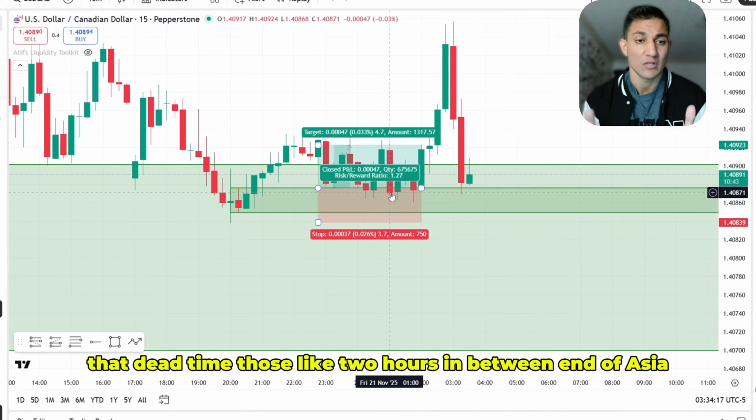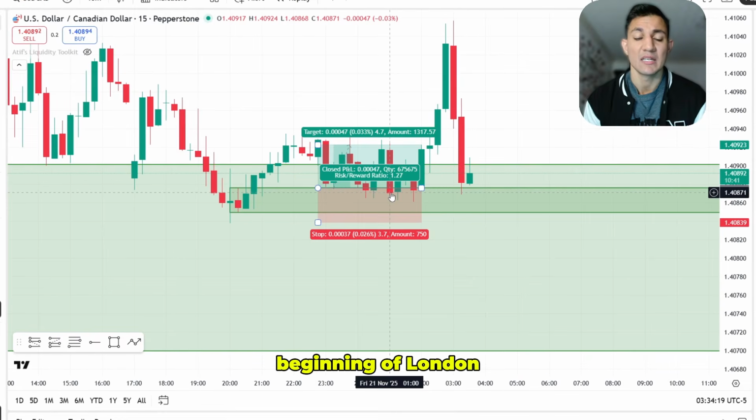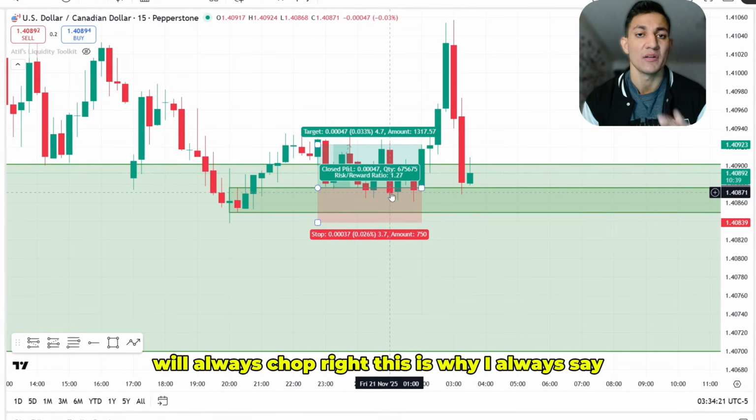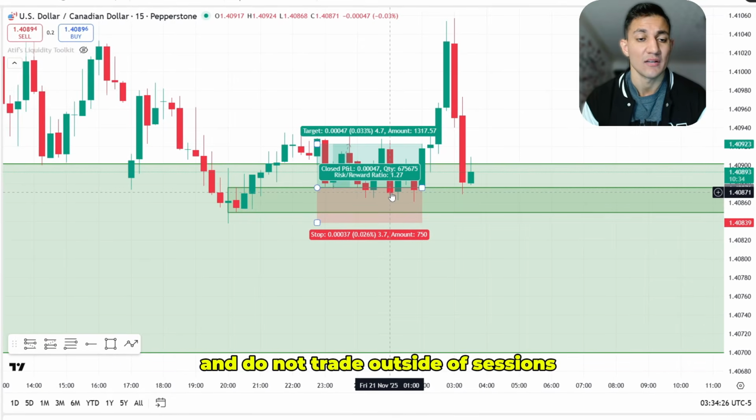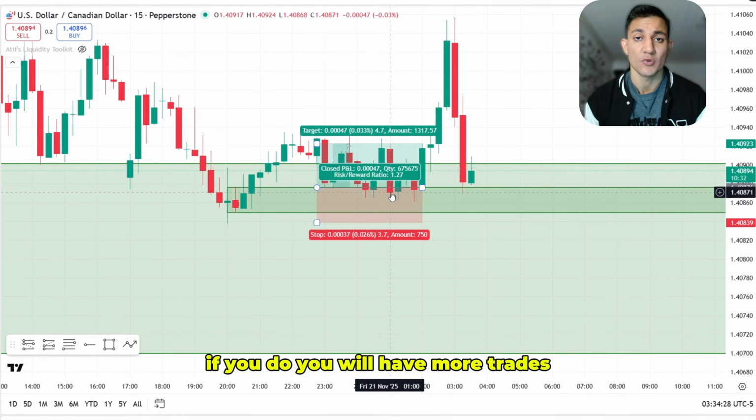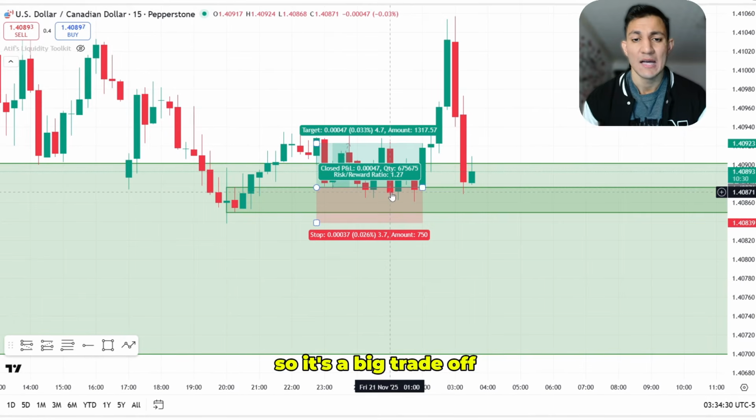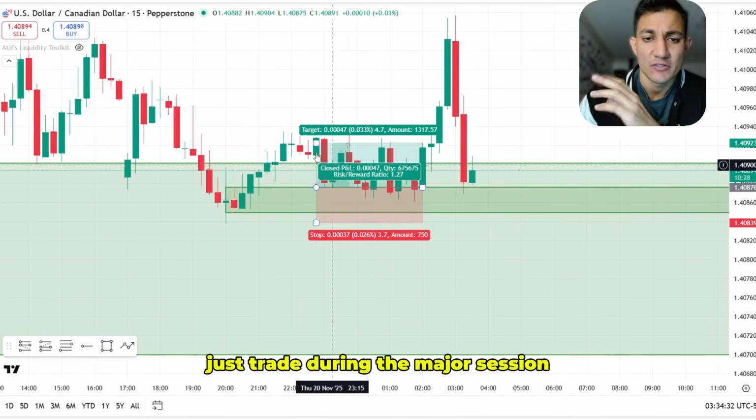That dead time, those like 2 hours in between end of Asia and beginning of London, will always chop, right? This is why I always say, make sure you enter the trade during a major session. Do not trade outside of sessions. If you do, you will have more trades, but a lower win rate. So it's a big trade-off. But if you're just starting out, honestly, just trade during the major session.